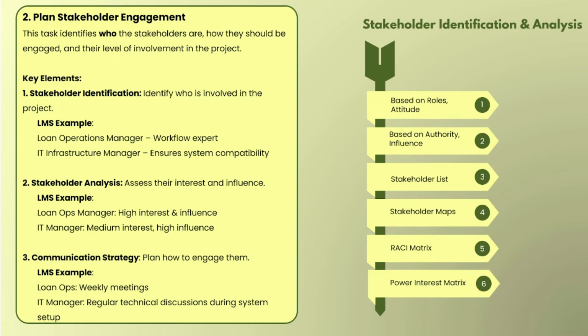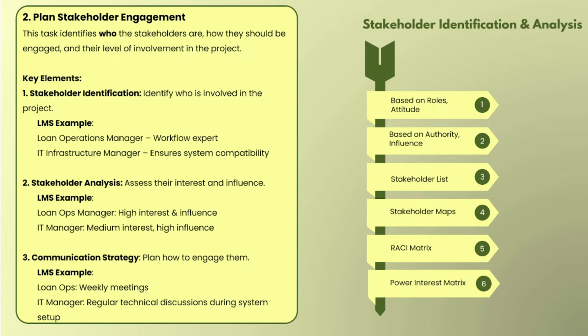The key element involved here is stakeholder identification. Here we identify who is involved in the project. For the loan management system, we have identified two persons. One is the loan operation manager, who is one of our stakeholders. This is the role actually, and this stakeholder is an expert in the workflow of the entire loan process. Then we have identified the IT infrastructure manager, as the role suggests, he ensures system compatibility, meaning he is totally involved in the IT infrastructure of the project.